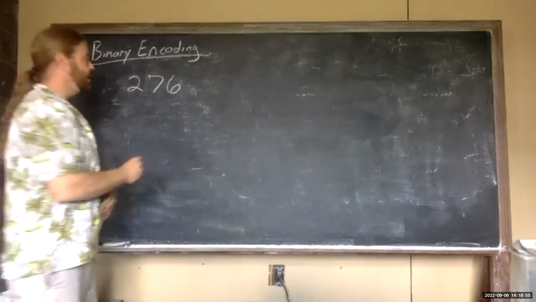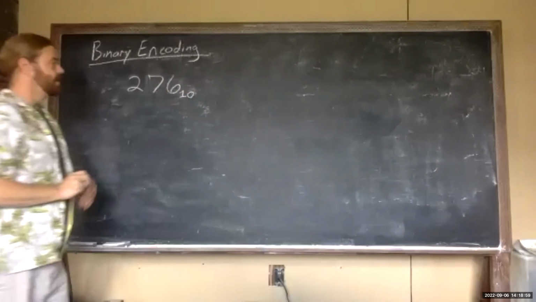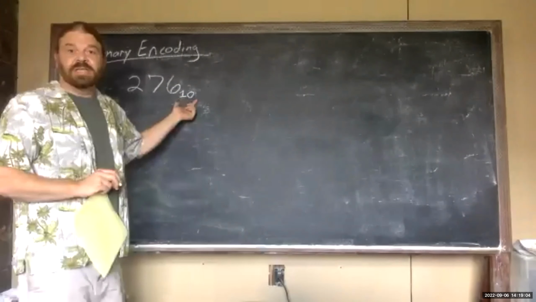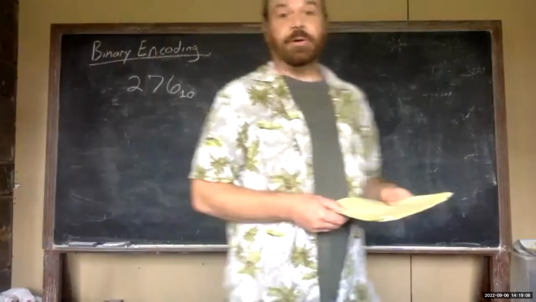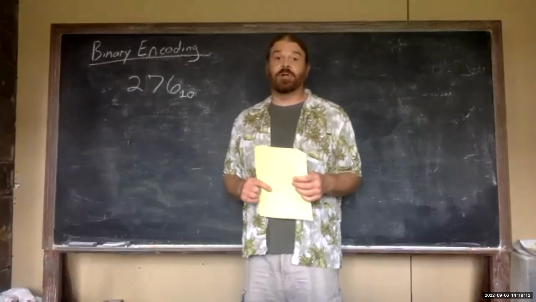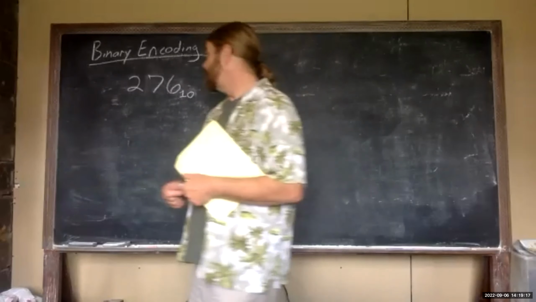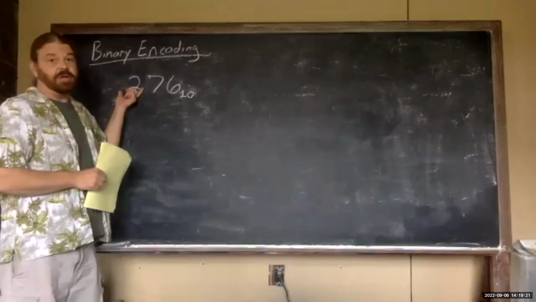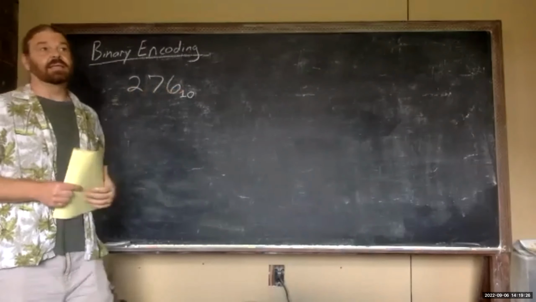276. I'm going to write a little N down here. This is a standard way to represent that we're working in base 10. That's the numbers we know. If I write this, you all know what it means. But it's probably been quite some time since you focused on the details of what that means. What it means is we have 200 plus 70 plus 6.